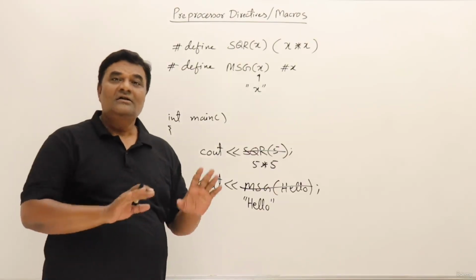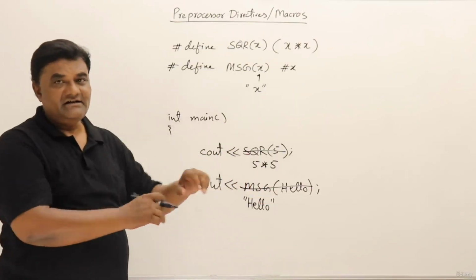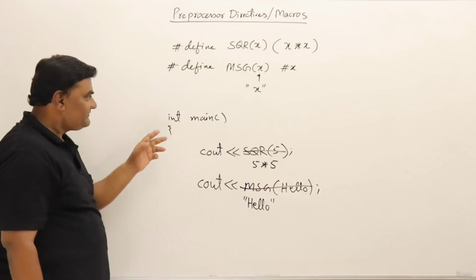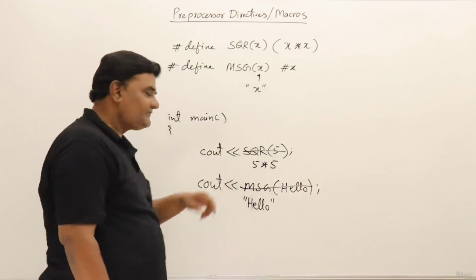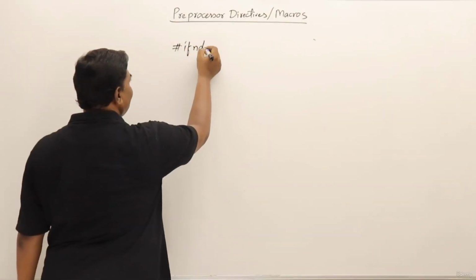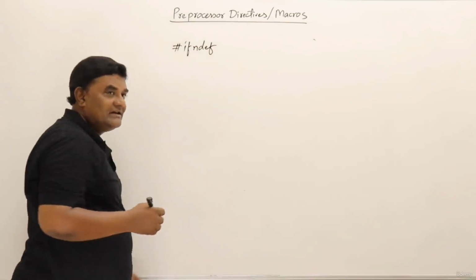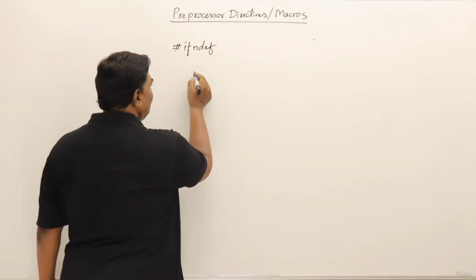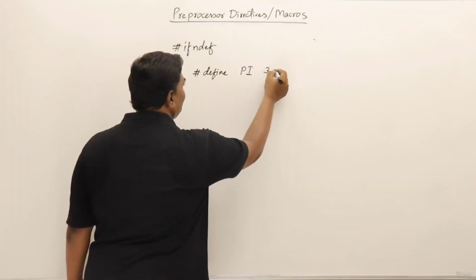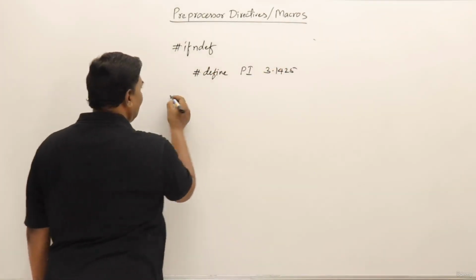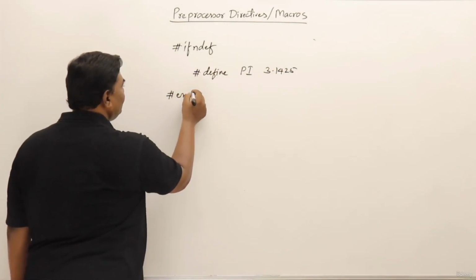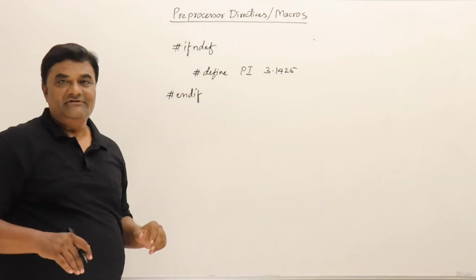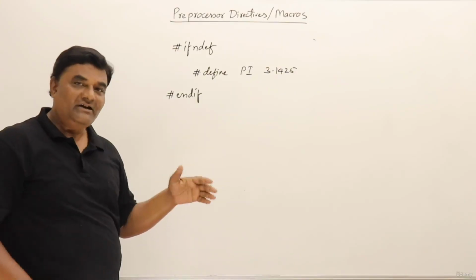They all are used for replacing the contents before the compilation process starts. Now there is one more thing I'll show you. I'll remove this one. We can write #ifndef, meaning if not defined, then only define it. So #define 3.1425, and if. This #define, if it is not already defined, then only it will be defined. Otherwise it will not be defined again.